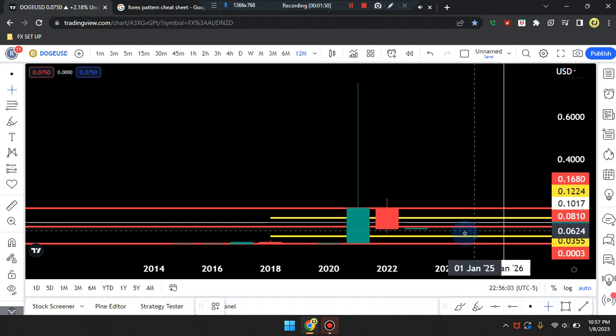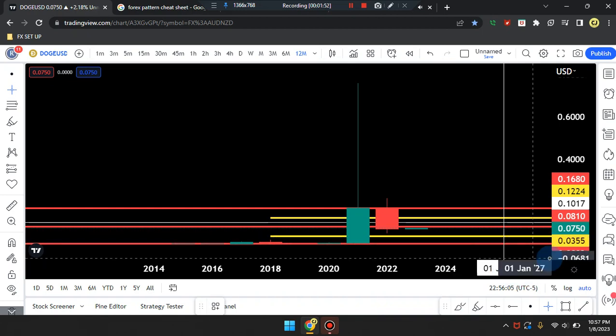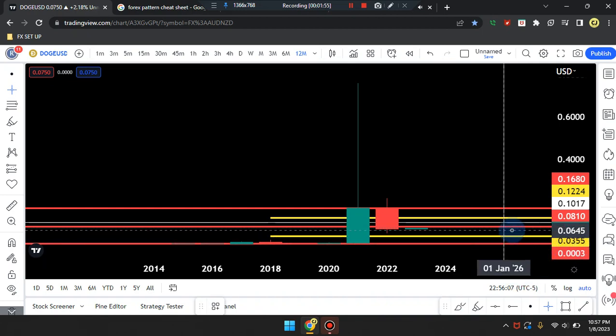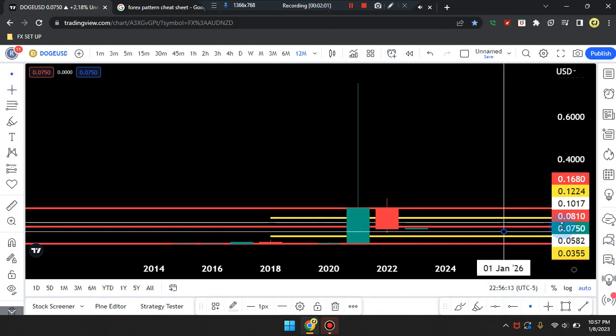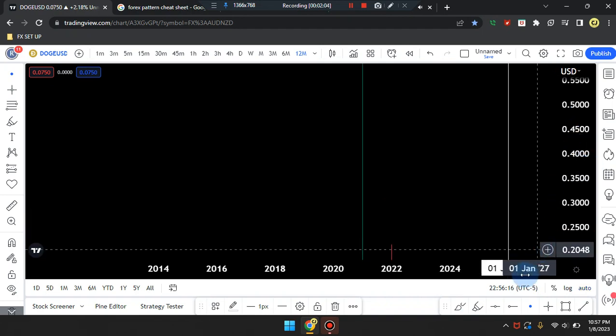If price action drops down, it can tag that support line in yellow at 0.0355 before tagging the midpoint of 0.0582. So let's stretch this out and see what's going on in the market.